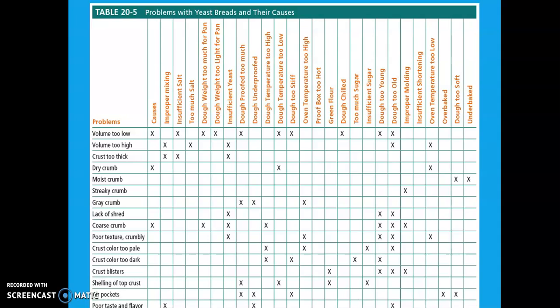So this is just a chart with problems that may happen with yeast breads and their causes. There's way too many to go over all of these, but this is in your textbook if you're interested.